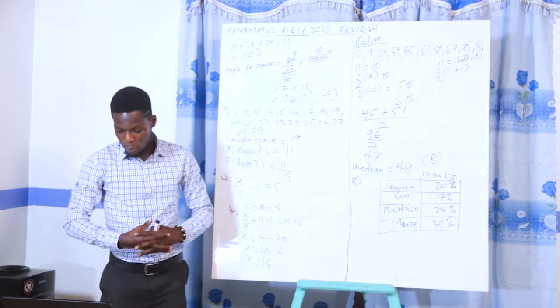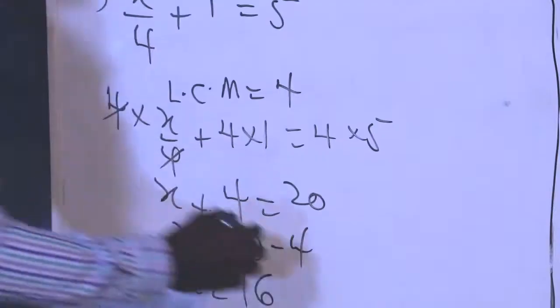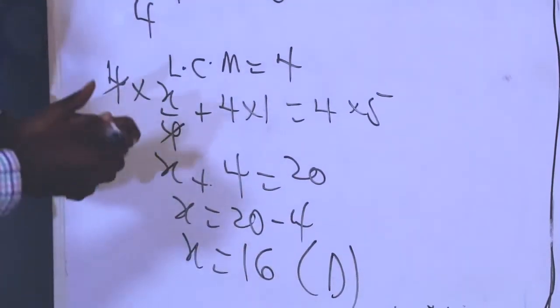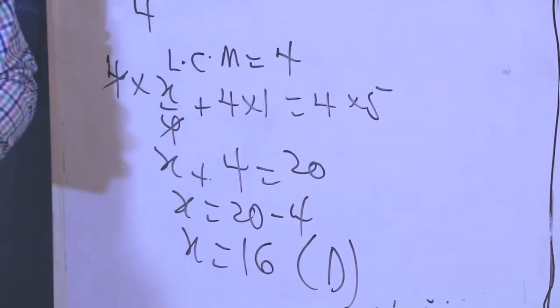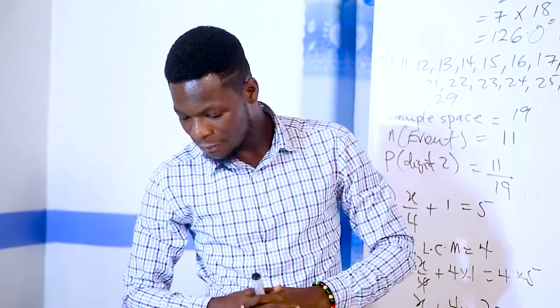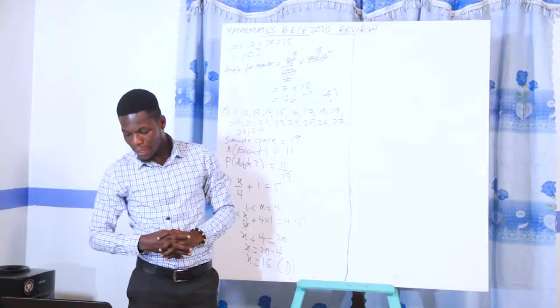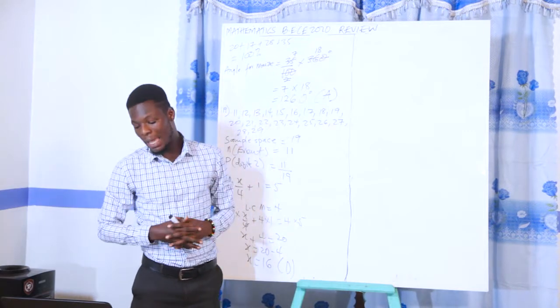So options A, 24, B, 20, C, 19, D, 16. So our correct answer is D. Question 20, 16. All right, question 21 is factorization. Factorize xy plus 5x plus 2y plus 10. This is factorization type 2. So you group them into type 1s.